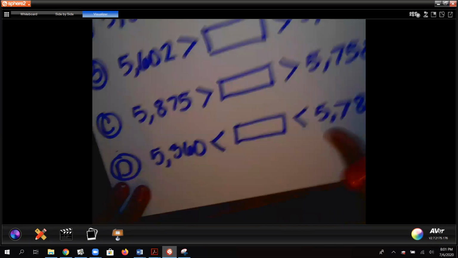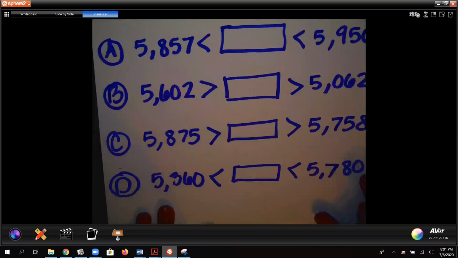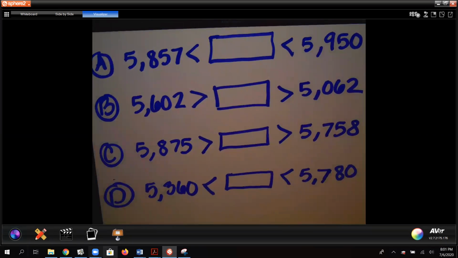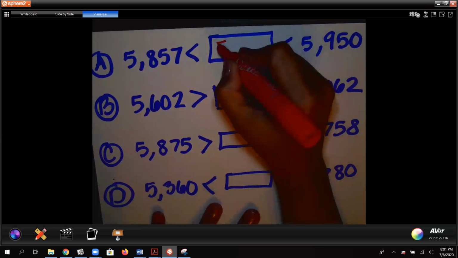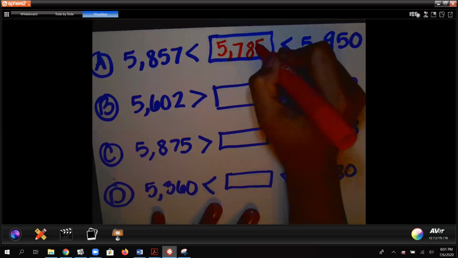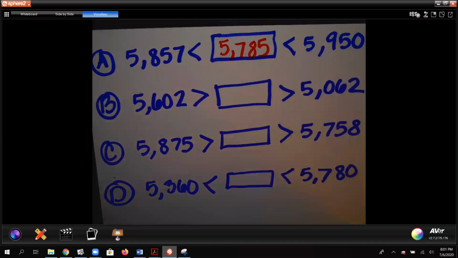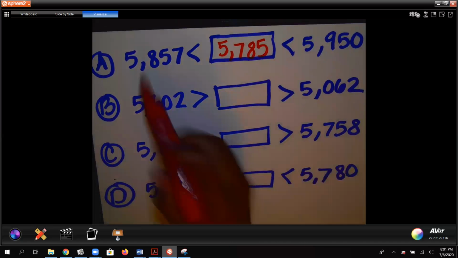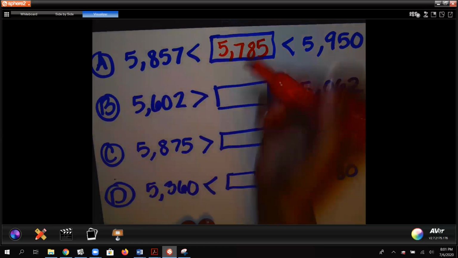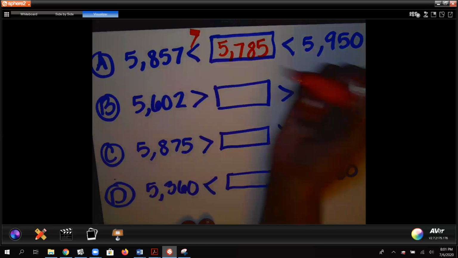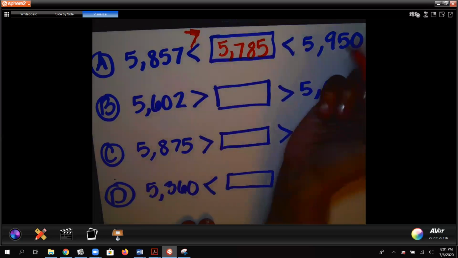Let me adjust this so we can see. Okay, 5,000. And then let's double check what the number was. 5,785 right here. 5,785. 5,785. So let's see if that's true. Well, 5,857, is that less than 5,785? No, it's actually greater. This number is greater than that number, so that wouldn't be correct.